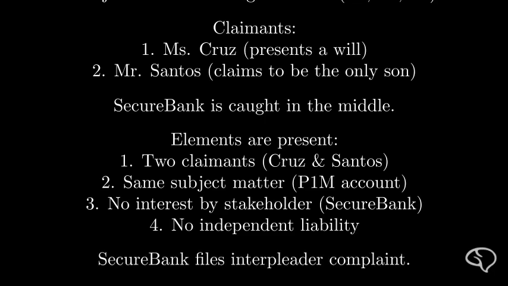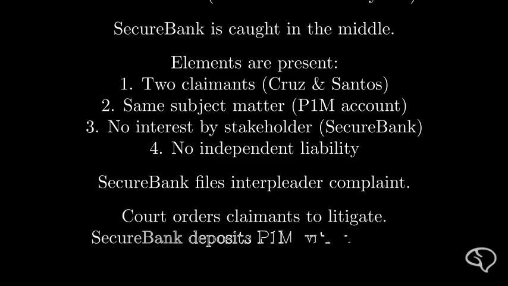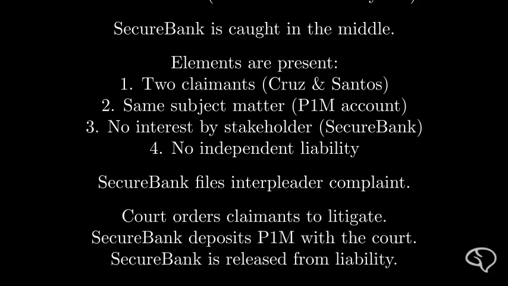The court would then order Ms. Cruz and Mr. Santos to appear and present their evidence. The bank would deposit the 1 million pesos with the court, and once the court decides who is the rightful heir, the bank is released from all liability. The bank deposits the money and is released from the case. This example clearly shows how interpleader protects a neutral party from being caught in a dispute between others.